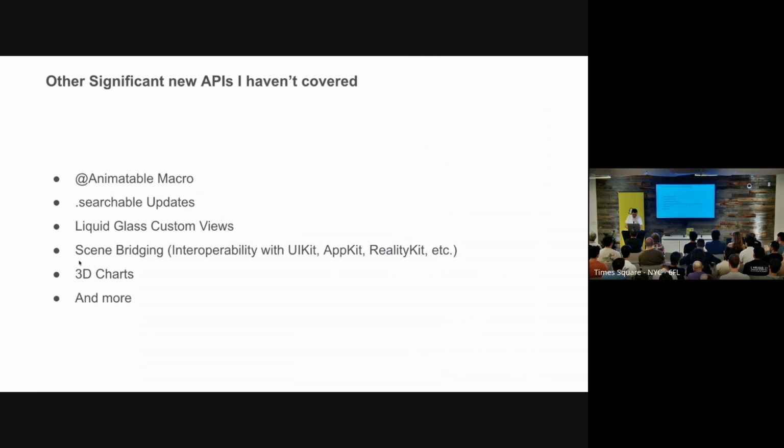Also, scene bridging and interoperability with UI. SwiftUI works better now with UIKit, with AppKit, and with RealityKit. John mentioned that. And 3D charts, which is not that exciting, I guess. I don't know, does anybody ever use charts in their apps? Okay, maybe I'm wrong.